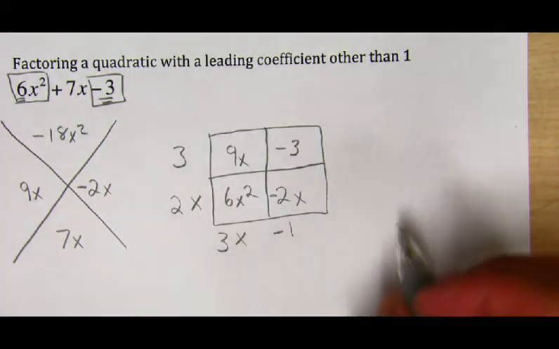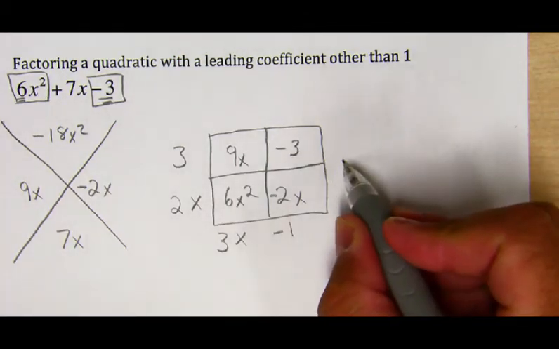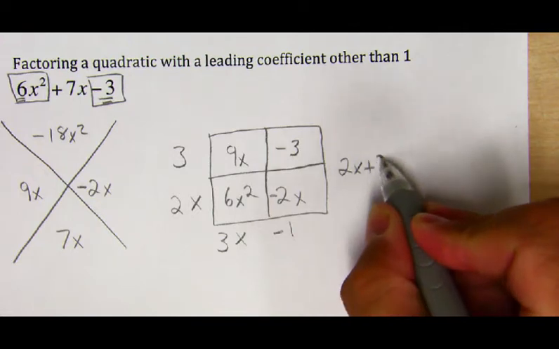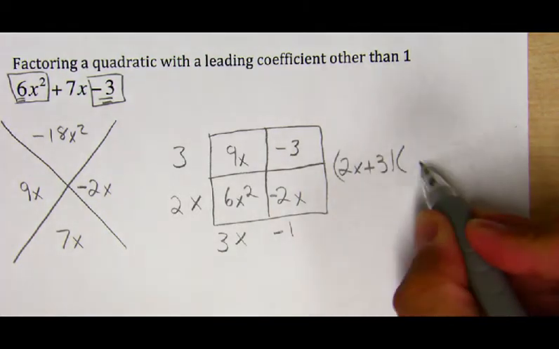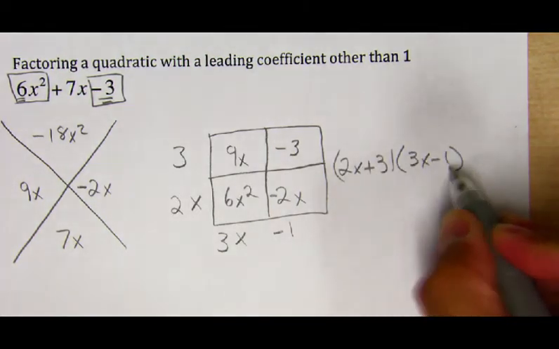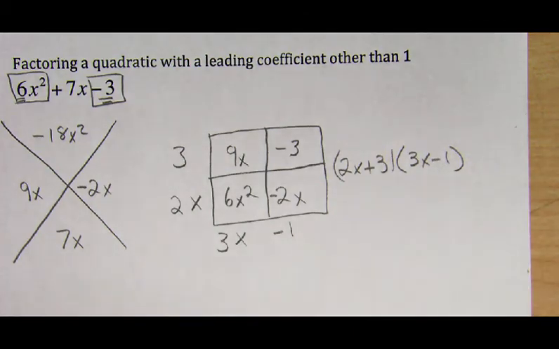So now I have my two factors, so my final answer is going to be 2x plus 3 as one factor, and 3x minus 1 is my other factor.